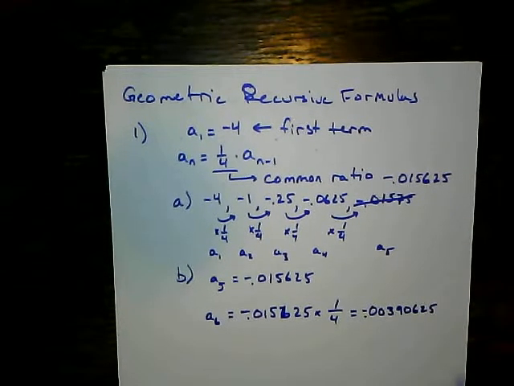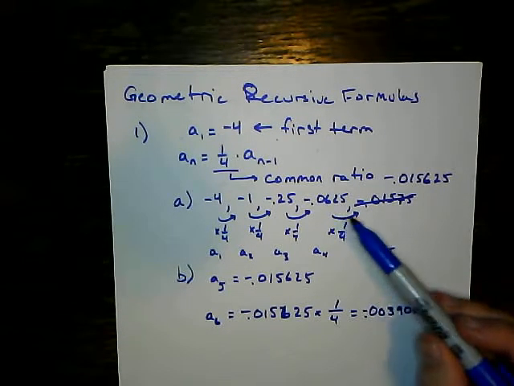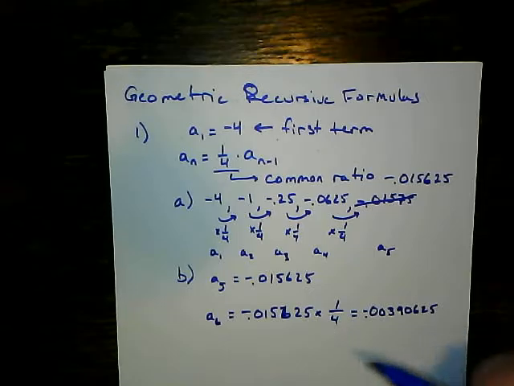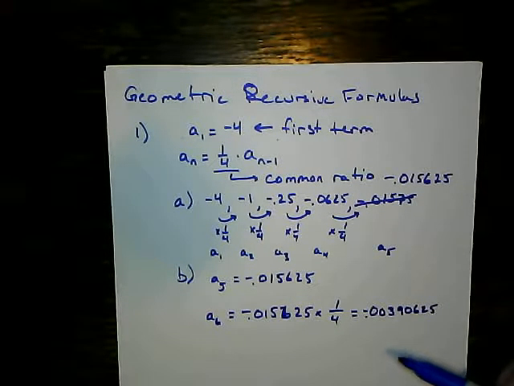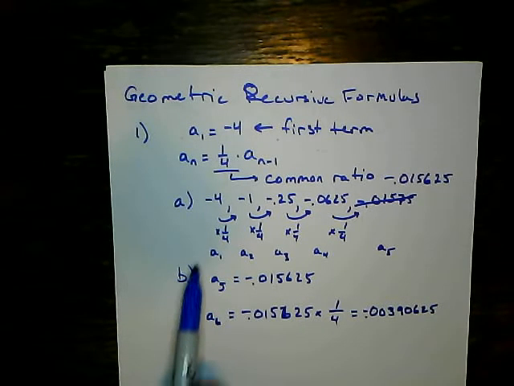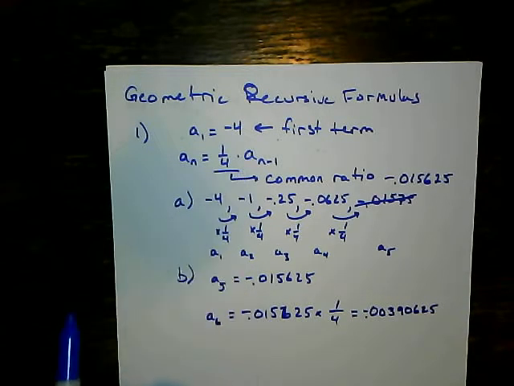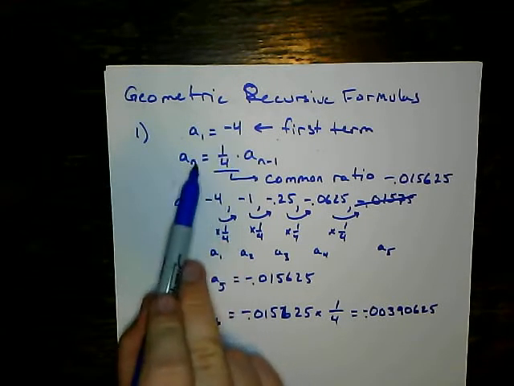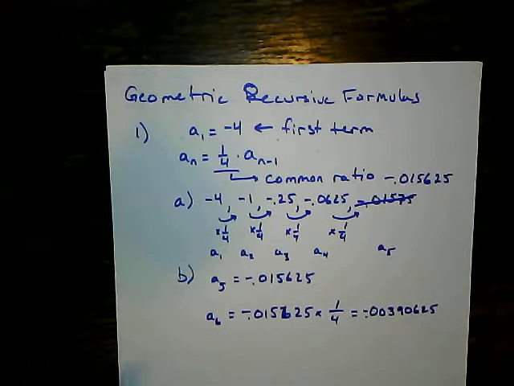Once we get past 0.0625, I recommend checking this in your calculator. I'm pretty sure that this is correct, but the idea of what we're doing is that we can put this in our calculator, that's fine. We're just making sure that we can apply our common ratio each time. That's what this recursive formula is telling us. We're starting at -4, and we're multiplying by that common ratio every single time to find that next term.